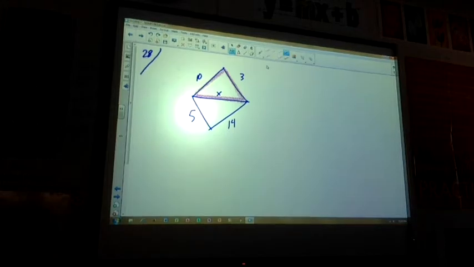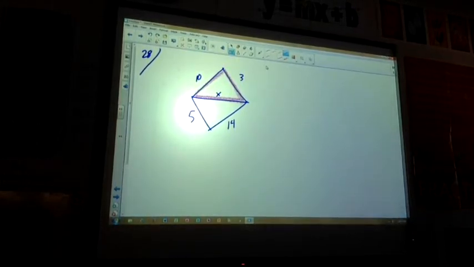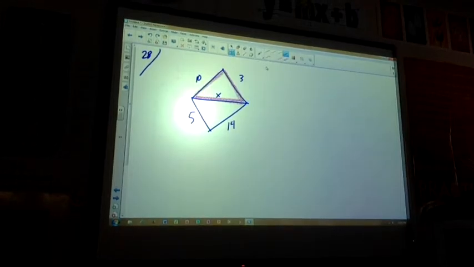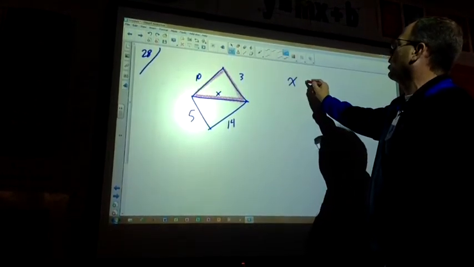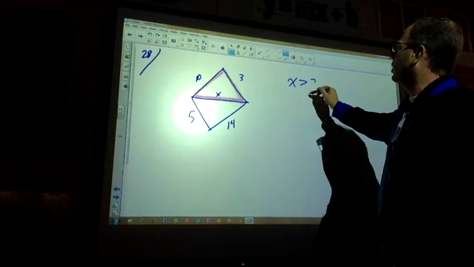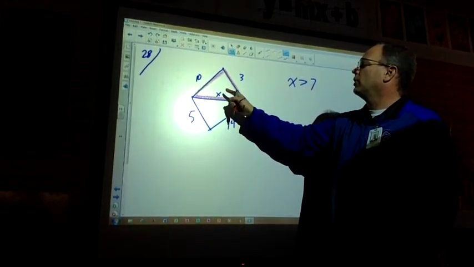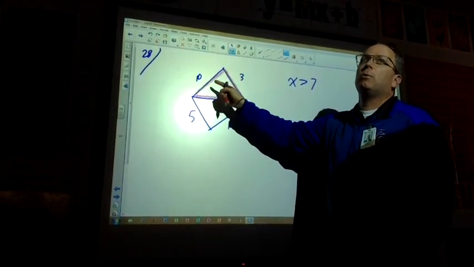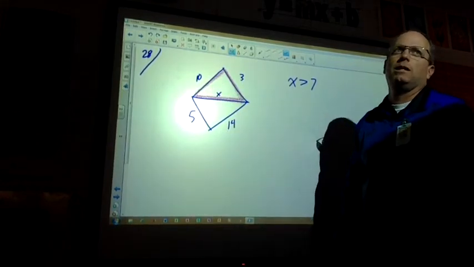It might be the middle side, but if we incorporate the longest and the shortest sides, then the middle side will fall in between. So what does X have to be larger than? 9. It has to be larger than 7 for the purple. Because 7 plus 3 is 10. It has to be bigger than 10 in order for that third side to be 10.